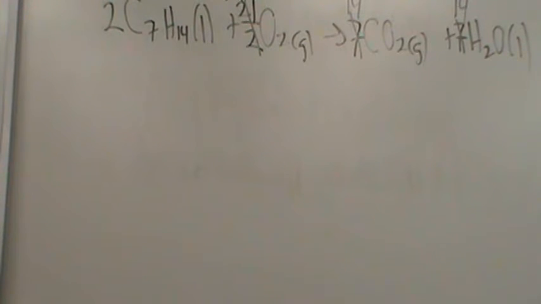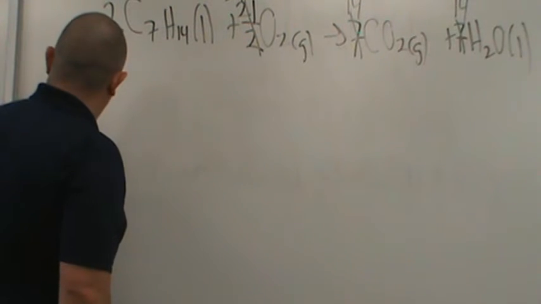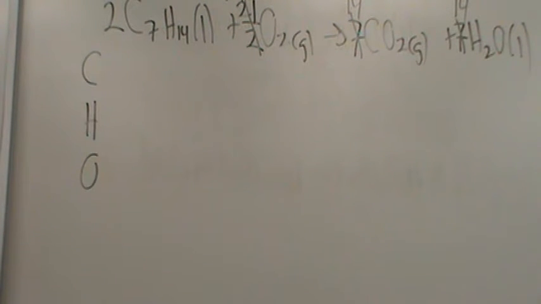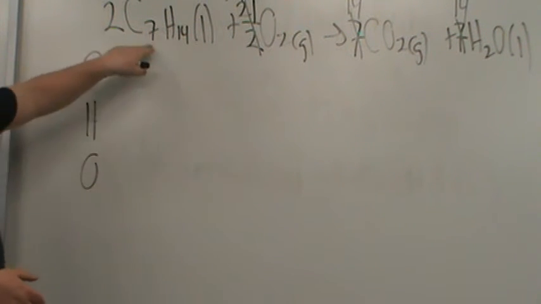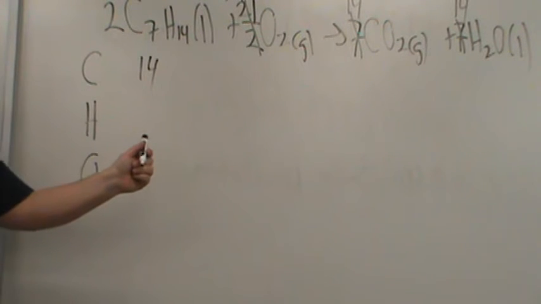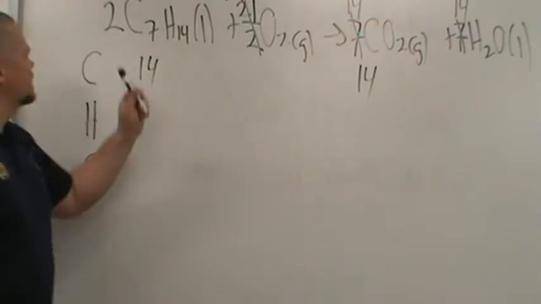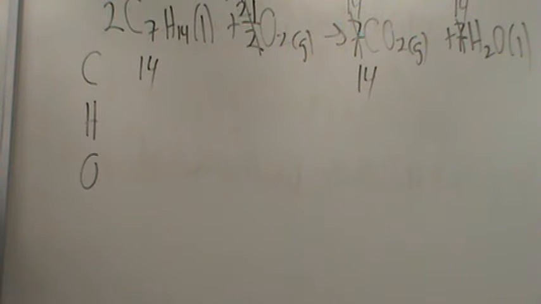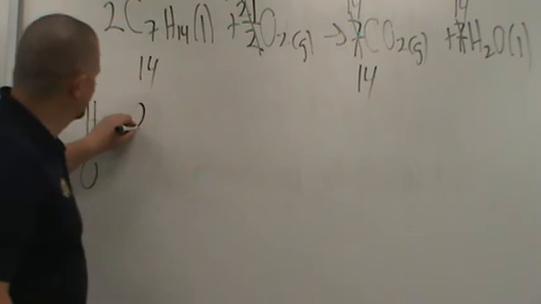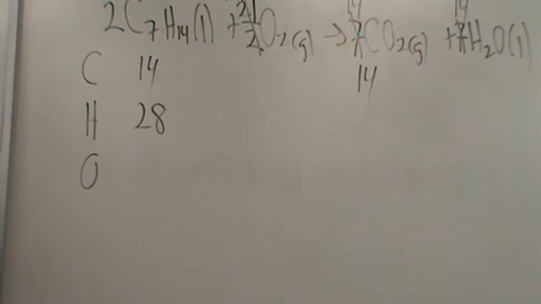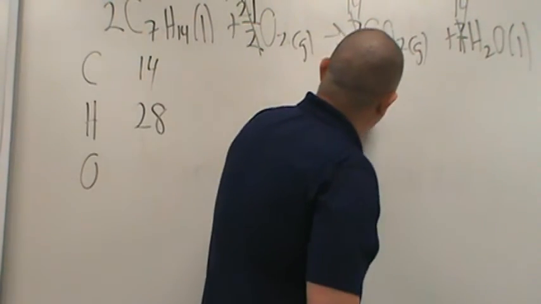Now, one of the things you can do to check yourself to see if everything is balanced is write down each element that is in the reaction, and write down the numbers that you see on both the left-hand side and the right-hand side. If the numbers are the same, then it's balanced. We have 14 carbons on the left-hand side. How many carbons on the right-hand side? 14. How many hydrogens on the left-hand side? 28. On the right-hand side? 28. Looking pretty good, ladies and gentlemen.